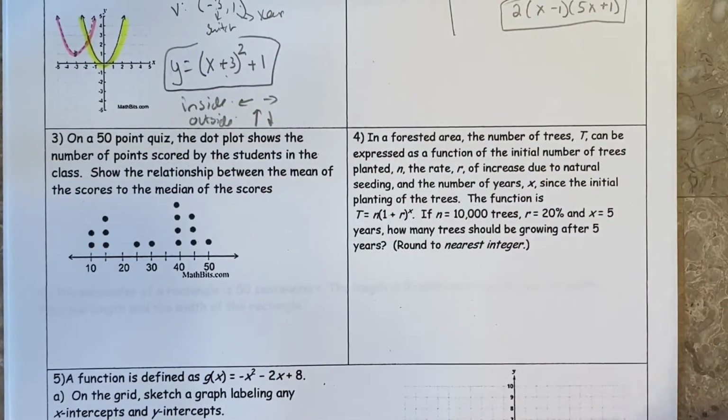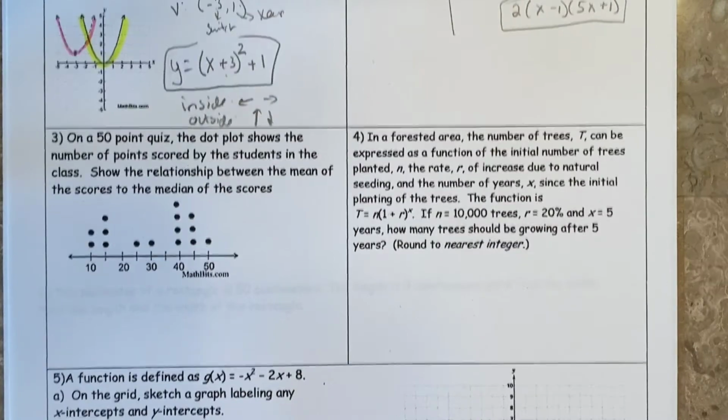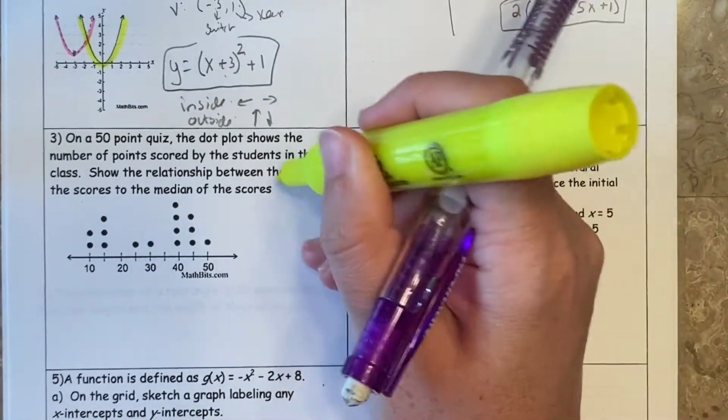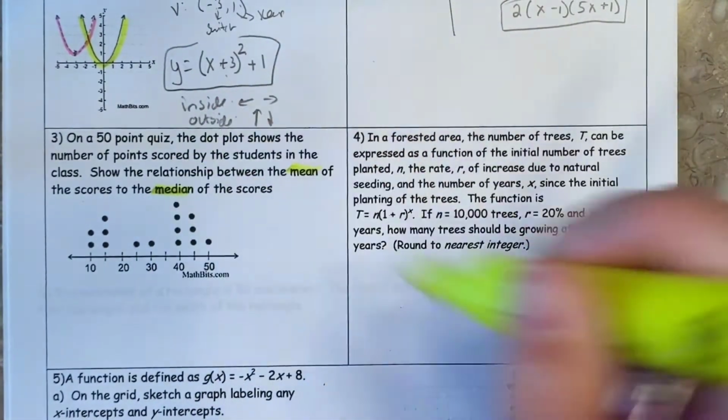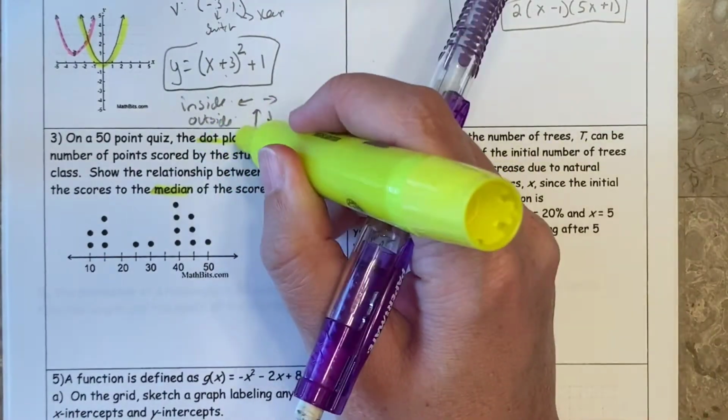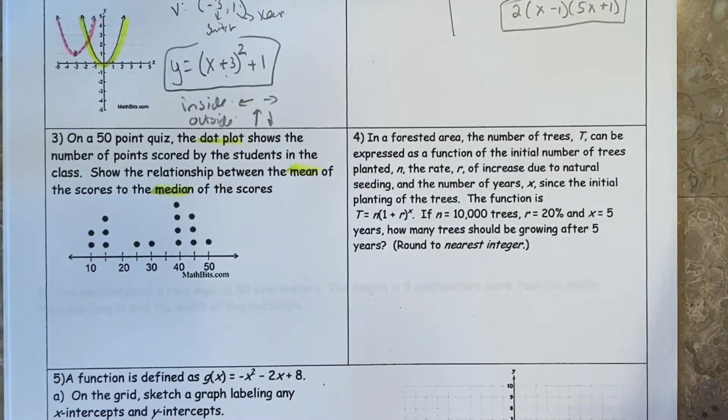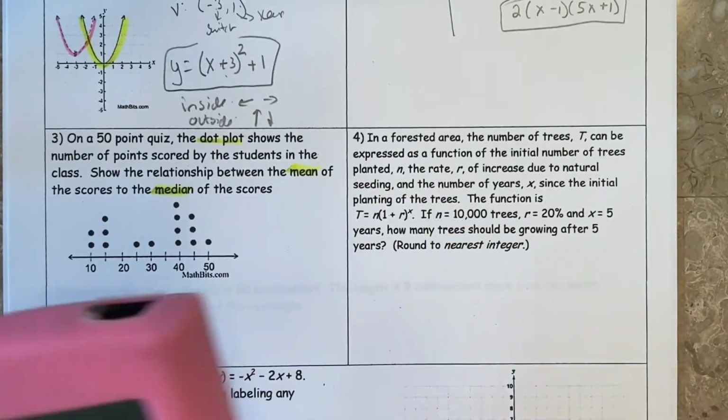Number 3, on a 50-point quiz, the dot plot shows the number of points scored by the students in the class. Show the relationship between the mean of the scores and the median of the scores. All right, so we have a dot plot, and we want to know the mean and the median of each one. So I guess we'll just put this right in the calculator.